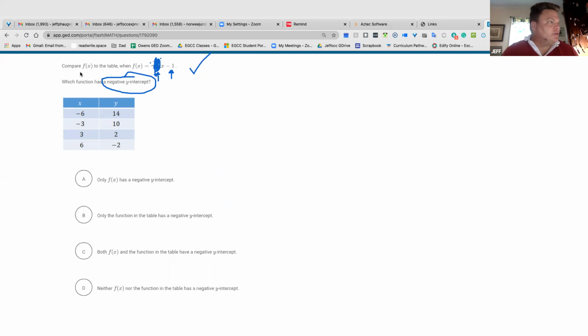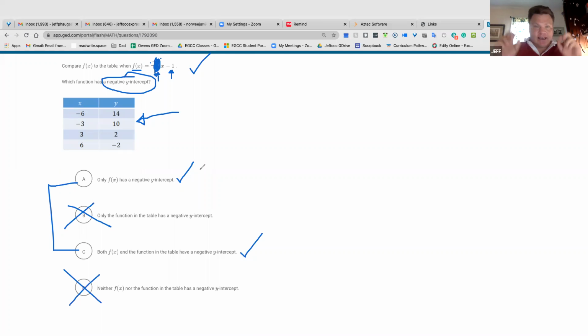So right then we know, since the function, the f of x, checks out, it does have a negative y-intercept. This one's possibly right, and this one's possibly right, because this says only the function in the table has a negative y-intercept. Well, we know that the f of x does, so that's got to be wrong. This says neither of them do. Well, we just looked at it. We didn't do any math at all. And we just saw that that's a negative number. So that can't be it. We just got to a 50-50. So all we got to do is figure out, does this other thing here have a negative y-intercept, whatever that means. So here's how we check.